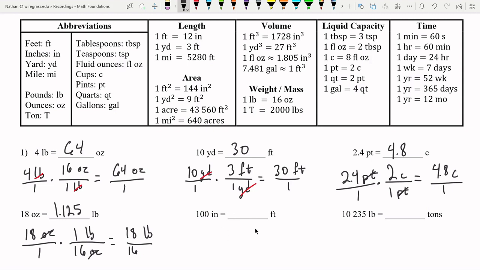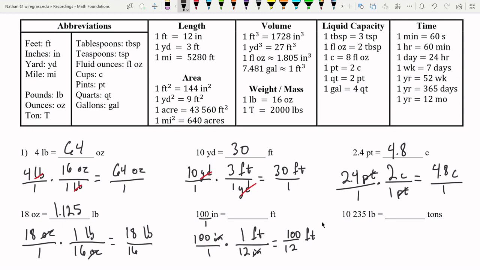Okay, 100 inches equals how many feet? Well, there are 12 inches in a foot. So I'm going to write it as 100 over 1, right? 100 inches over 1 times, there are 12 inches in 1 foot. The inches cancel, 1 on top, 1 on bottom. So I get 100 over 12 feet.